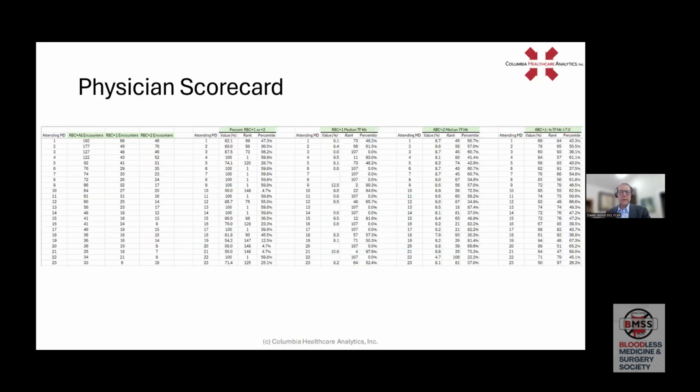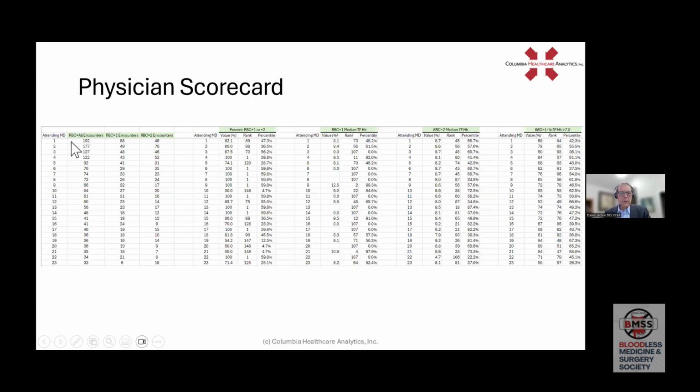Now if we have physician-specific data, we can actually create a scorecard. So I know that some people look at the pre-transfusion hemoglobin for people, which I think has some limited value for a lot of reasons. But I think it makes more sense to look at the discharge hemoglobin.